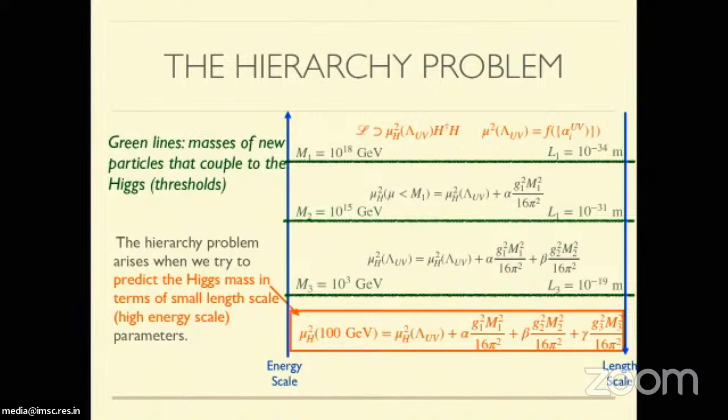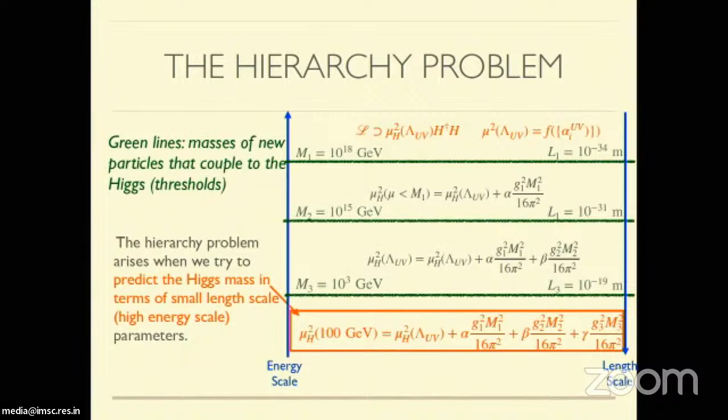So here I've written in terms of mu h squared, but once you know mu h, you know also the Higgs mass. So if you try to write the physical Higgs mass in terms of the parameters of a UV theory, so let's say at some high scale, so high energy scale is like small length scale. So small length scales are always more fundamental. We always try to describe macroscopic things in terms of microscopic things. So small length scale.